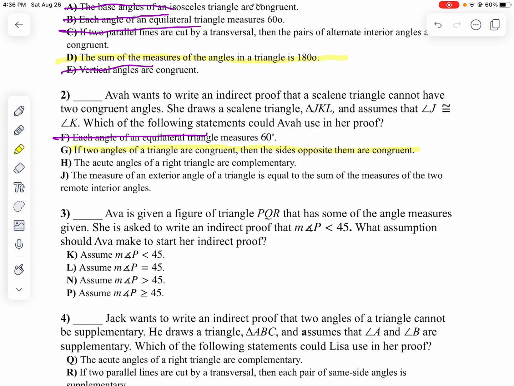Okay, on question 3, we have Ava with an A instead of an H, and she's going to do an indirect proof, and she's supposed to prove that angle P is less than 45. So our assumption is going to be the opposite. The opposite doesn't mean the same, doesn't mean equal. Greater than might be, you might think that's it, but the opposite of less than is not greater than. The opposite of less than is greater than or equal to. So the correct choice should be P on that one.